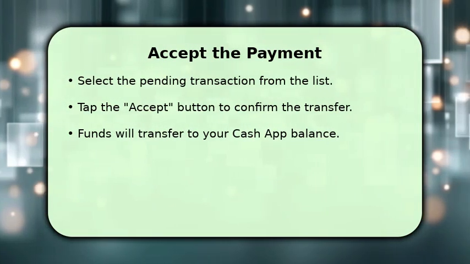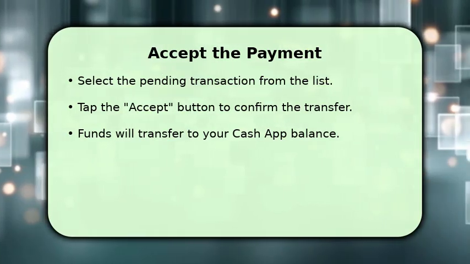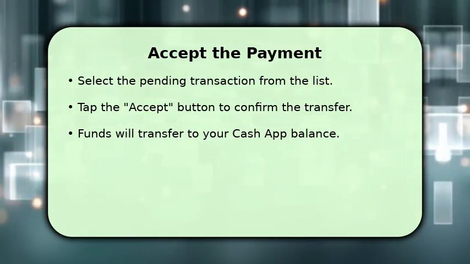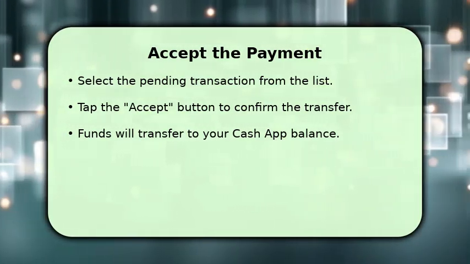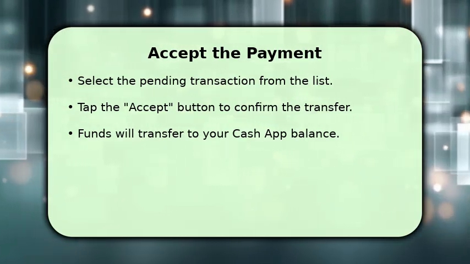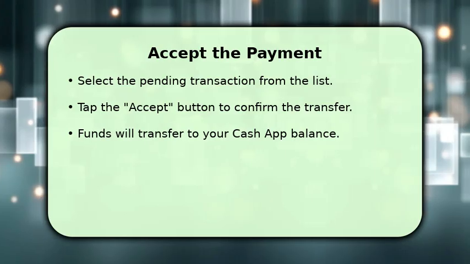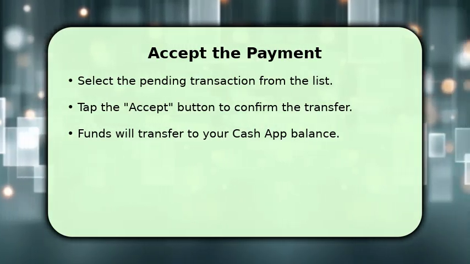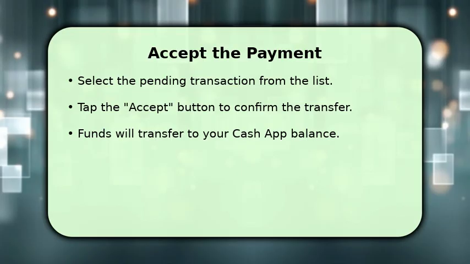Once you've found the pending transaction, tap on it to view the details. Carefully review the sender's information to ensure it's from a trusted source. If everything looks correct, simply tap the Accept button. The funds will then be transferred directly into your Cash App balance, ready for use.